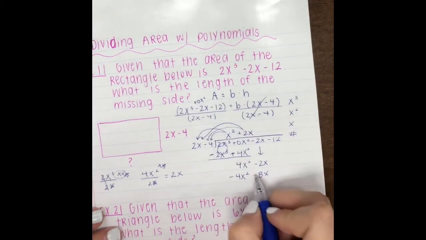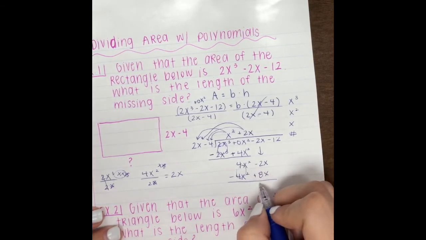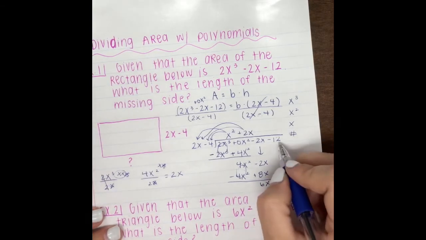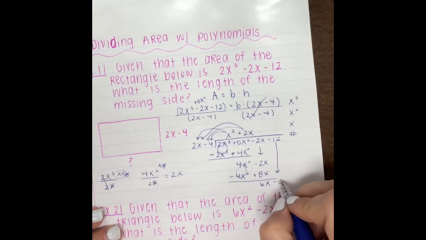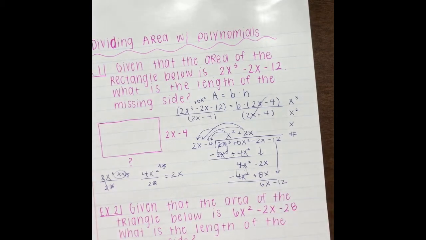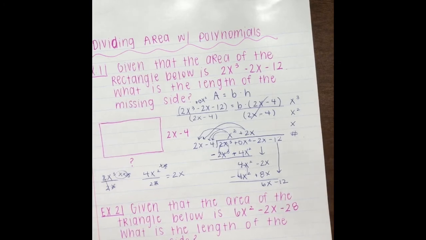And we're going to change the sign of both. So these cancel, and we get a negative 2x plus 8x is 6x. Bring down our minus 12. Okay. This is our last leader to divide. I don't have any more terms to bring down.